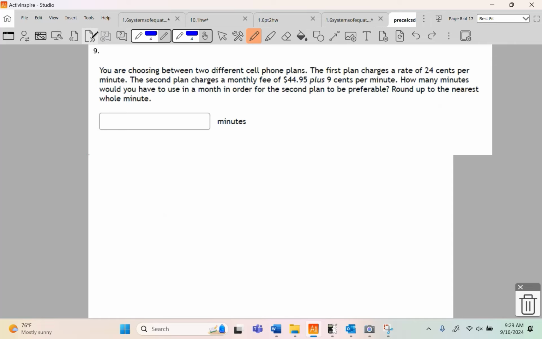You are choosing between 2 different cell phone plans. The first plan, blah, blah. The second plan, blah, blah. How many minutes would you have to use in a month in order for the second plan to become preferable?